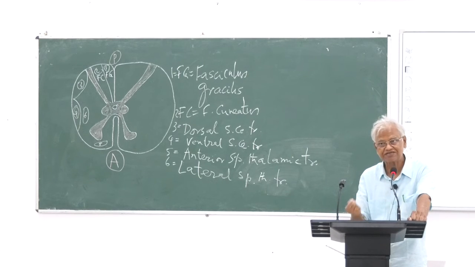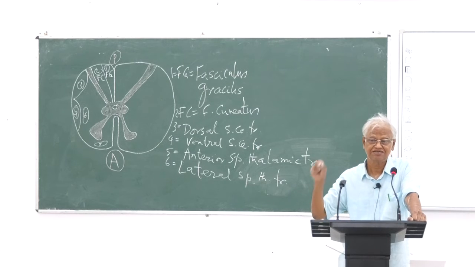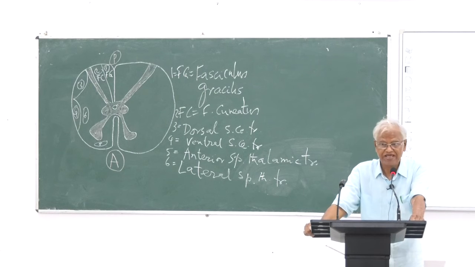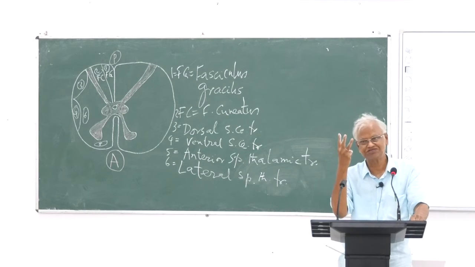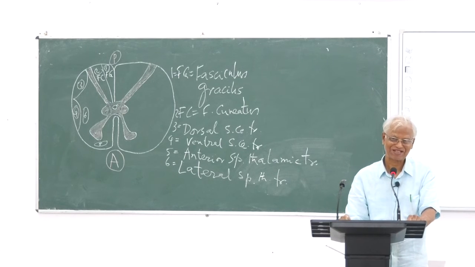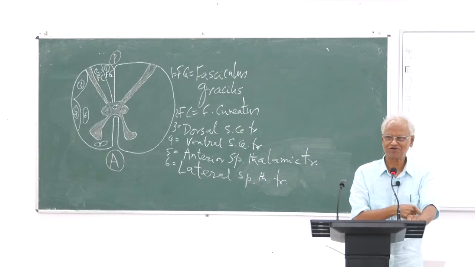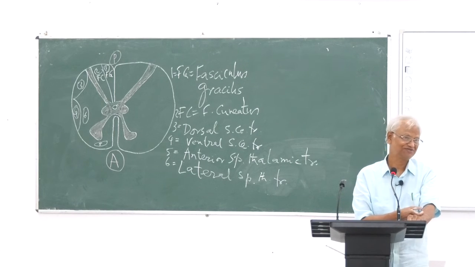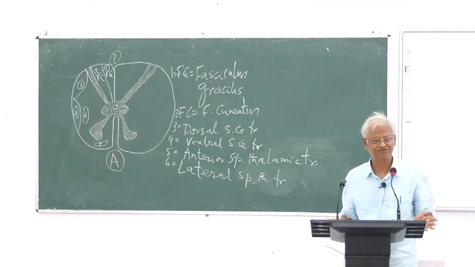Anterior spinothalamic tract, crude touch. Lateral spinothalamic tract is also crude touch, but mostly for pain and temperature: heat, cold, pain. Three very crude sensations which you cannot miss. If there is pain, you will say, oh, it is paining. If you put hot water, oh, it is hot. If you put ice, it is very cold. So this is by the lateral spinothalamic tract.